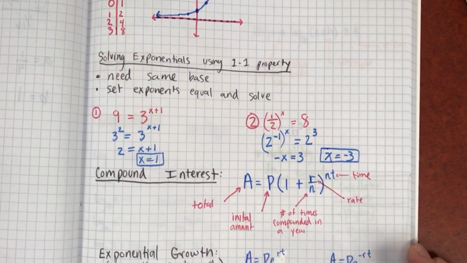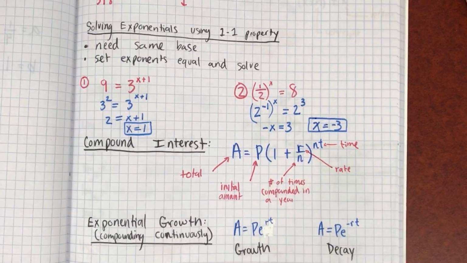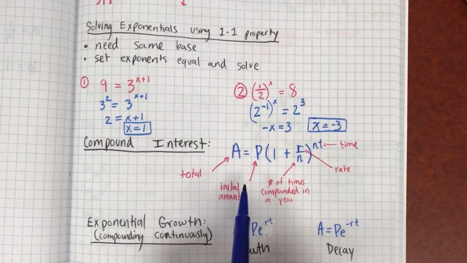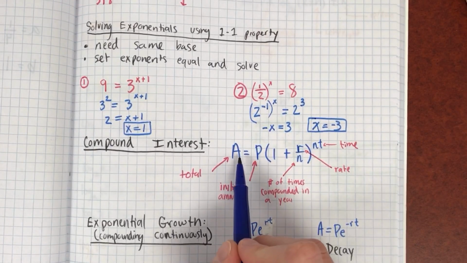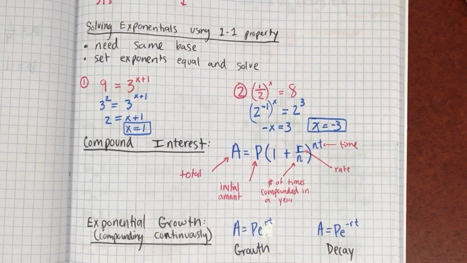All right, a couple applications. We've got compound interest. You might have seen this before. If not, A is our total amount. P is our initial amount. Sometimes people call that principal.